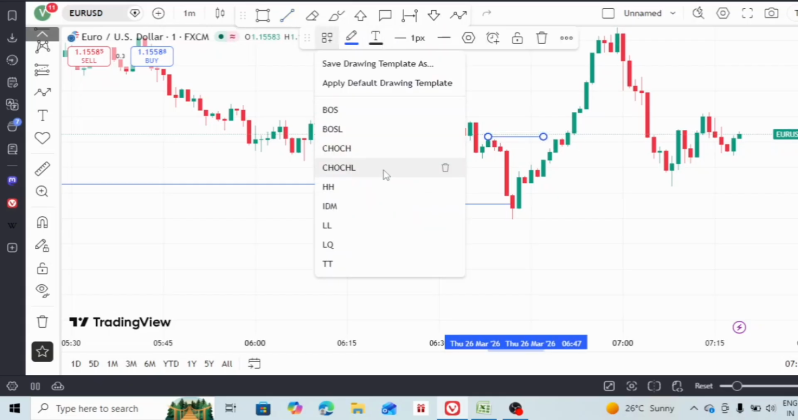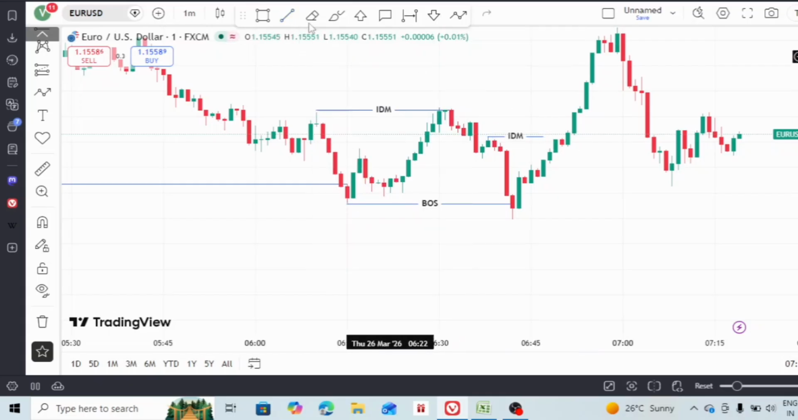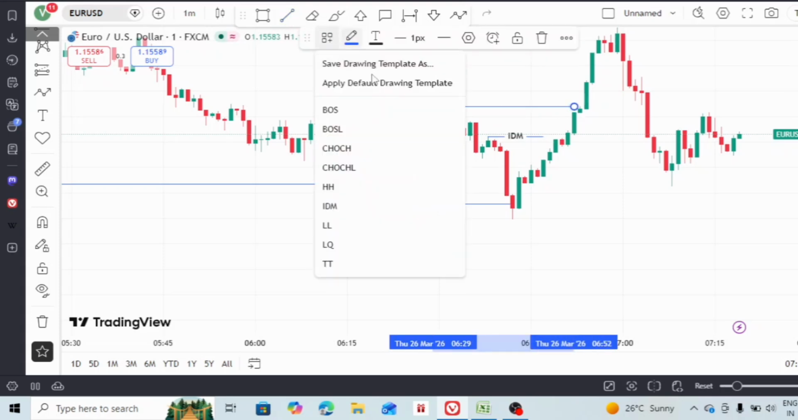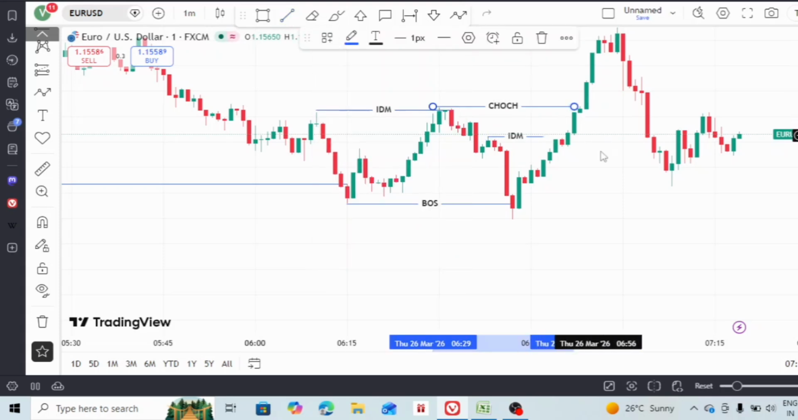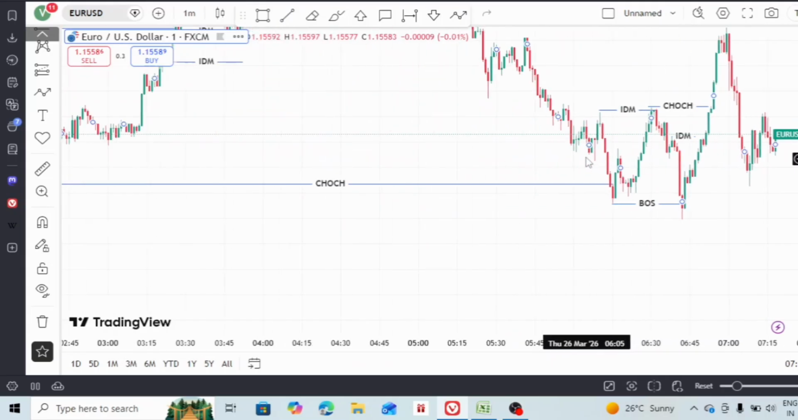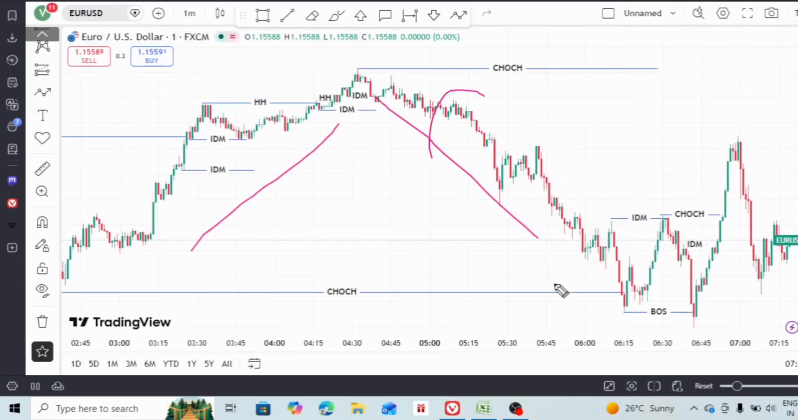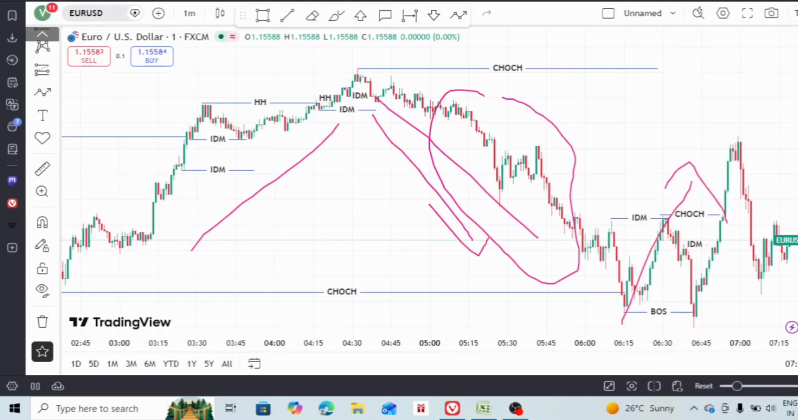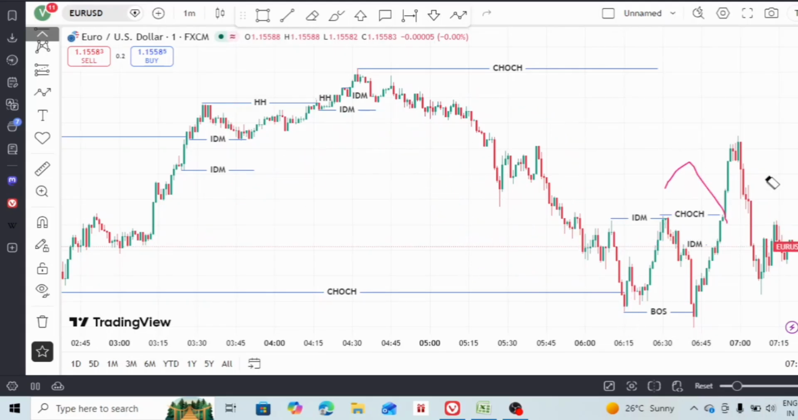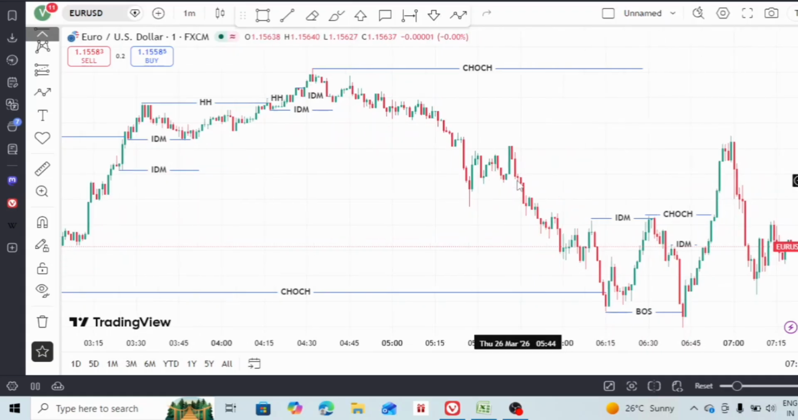So inducement is here, means that we have the change of character. So this will be our change of character. Okay, this is the change of character again. Okay, so the market, basically it's going up, this is practically going down, and then it has a change of character again. Okay, so this is the structure of the market, and I hope you understand.